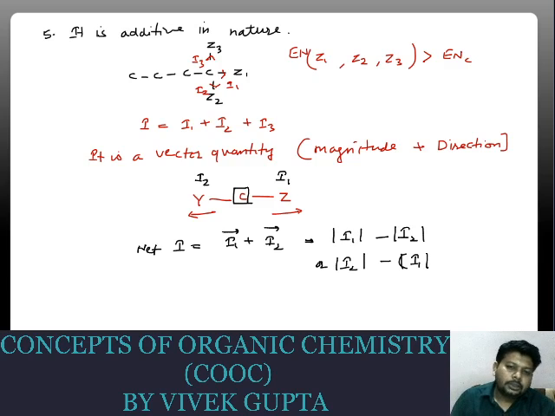So we have to consider two things in additive property. First of all, the magnitude of all the groups which are acting on the same carbon. Second, if the groups are working on a particular direction, on a particular angle, then the net effect will be the vector sum of these two or three or more than three groups which are attached to the carbon atom.